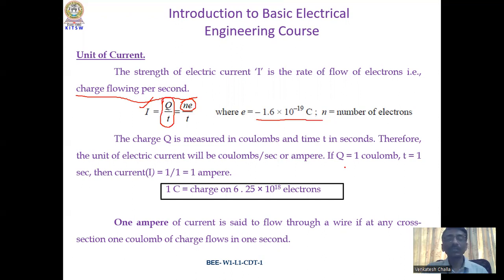If, for example, Q is equal to 1 coulomb and T is equal to 1 second, then current will become 1, and the unit for current is amperes. So one coulomb of charge is nothing but this much amount of electrons flowing. If 1 coulomb of charge is to flow, how many electrons are required? 6.24 into 10 to the power of 18 electrons are to be flowing through the conductor. So 1 ampere of current is said to flow through a wire if at any cross section 1 coulomb of charge flows in 1 second.